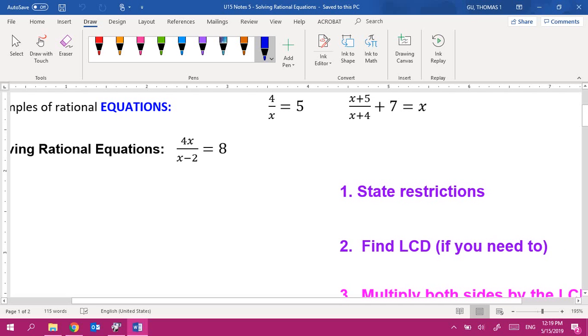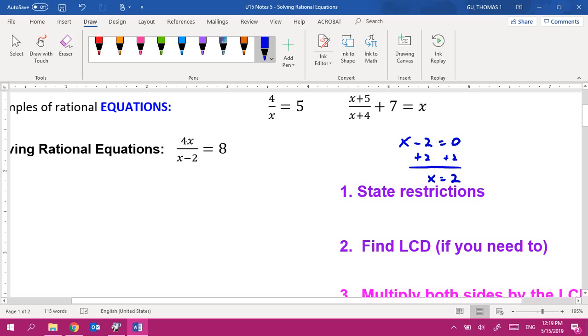This is always the very first step: you're going to state the restrictions. So once again, how do you find the restrictions? Set the denominator equal to zero. X minus 2 equals 0. And then what's my restriction then?